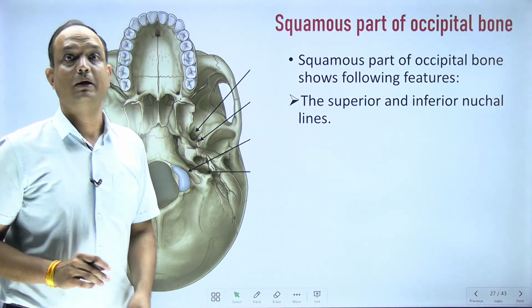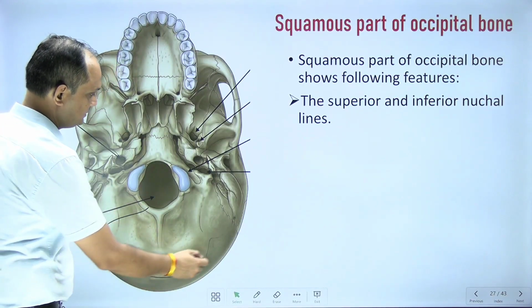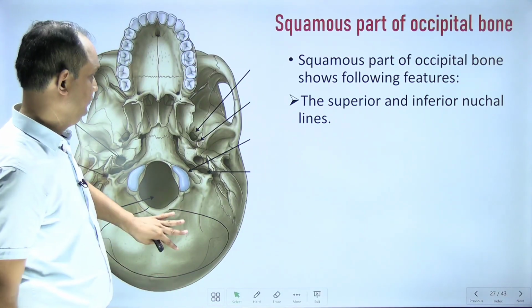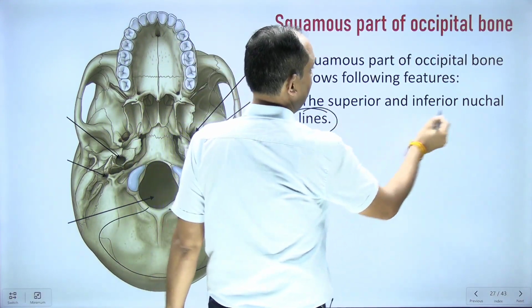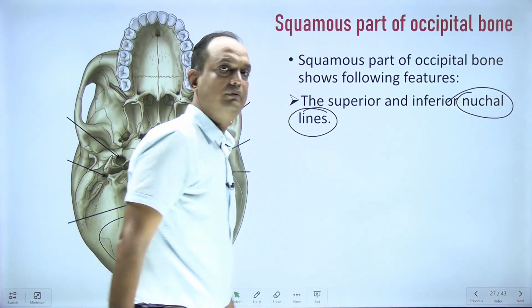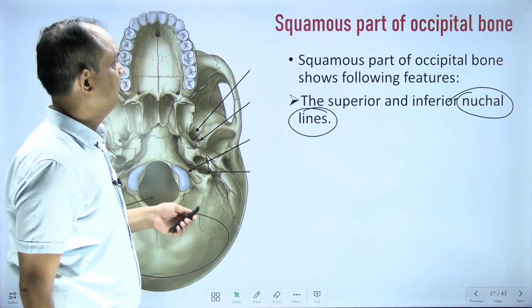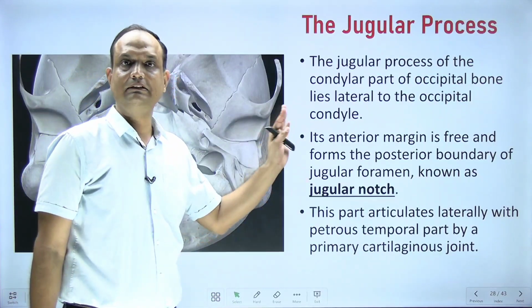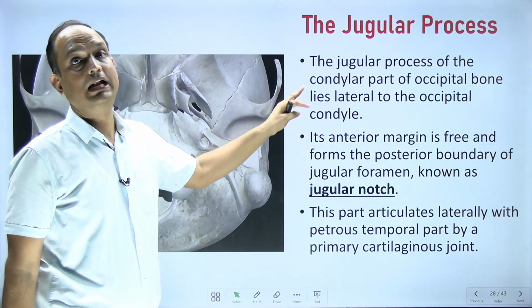Now, we will talk about the squamous part. This is the squamous part, which is the largest area of your occipital bone visible in this view. But the important landmarks are the nuchal lines, and we have already done these nuchal lines in the different parts of our norma occipitalis. Now, what is the jugular process? Again, this is very important to understand. Jugular process of the condylar part.